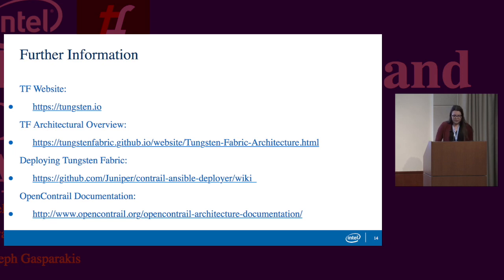So for further information about Tungsten Fabric, we have the website and the architectural overview, which a lot of this information can be found on. There's also a GitHub that has various deployments. You can use Ansible, Helm, OpenShift, Docker, and more. I also put up a link to the Open Contrail documentation. They're still migrating over to the new formatting and the new name since we joined the Linux Foundation last year.